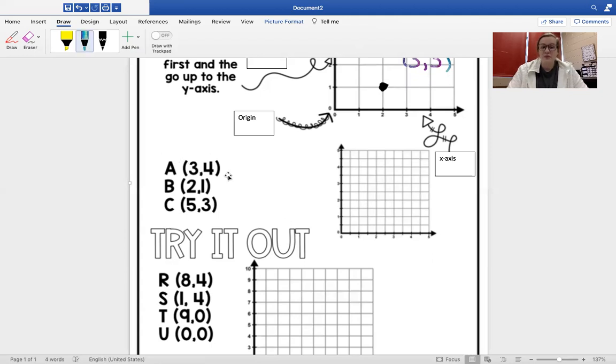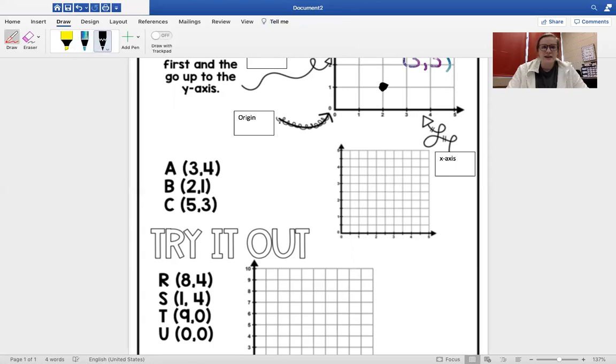We have 3, 4. Remember, 3 is our x-coordinate, so we need to move 1, 2, 3 spaces to the right. And if you notice, this graph actually skips a space in between each number, and that's just so that it makes the graph bigger for us. So we go to 3 on the x-coordinate, and then we go all the way up to 4 on the y-axis for our y-coordinate, and that is where we will draw our point.